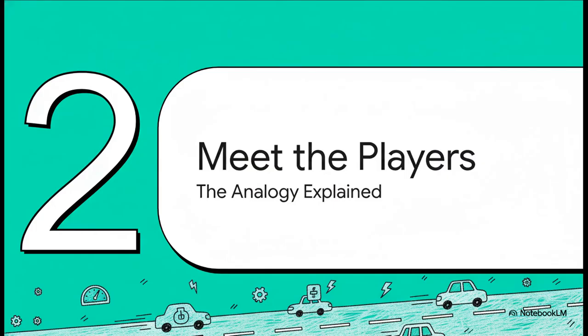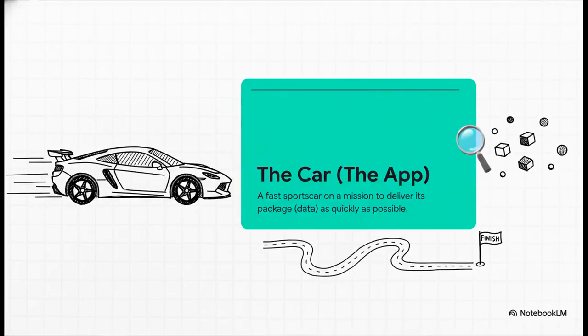Okay, so to figure out where it all goes wrong, we need to meet the players in this little drama. We're going to imagine this whole thing as a road trip down a highway. First up, our hero, the car. And look, this is not your grandma's sedan. This is a sleek, powerful sports car. It's our application, right? Built for one thing, speed and efficiency. All it cares about is making that delivery we just mentioned.